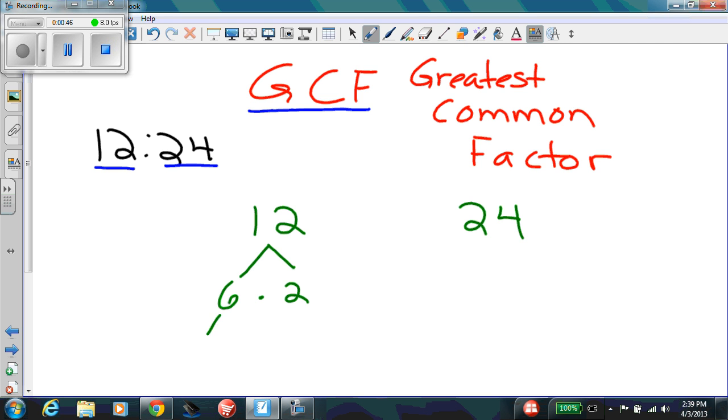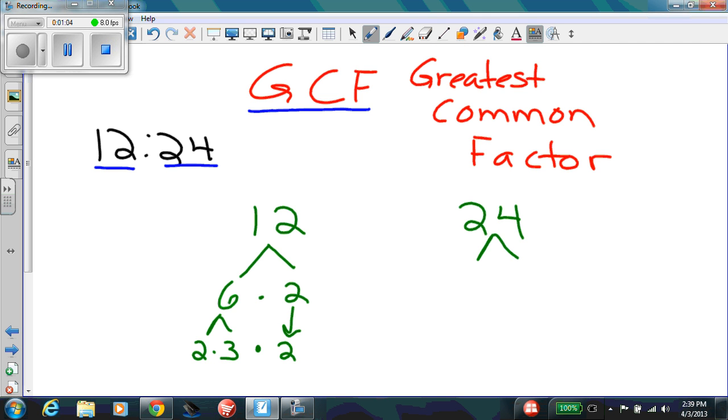Yes. 6, what two factors can create the product of 6? 2 times 3. And I'm also going to put times 2 because I don't want to forget this number as well. Now what am I going to do here? Let's see, I just finished number 12, and let's take a look at number 24.